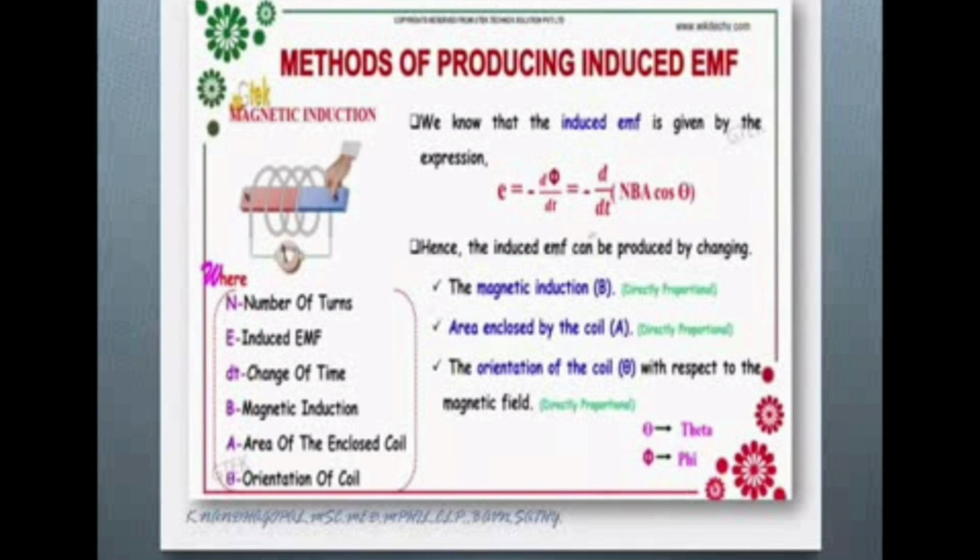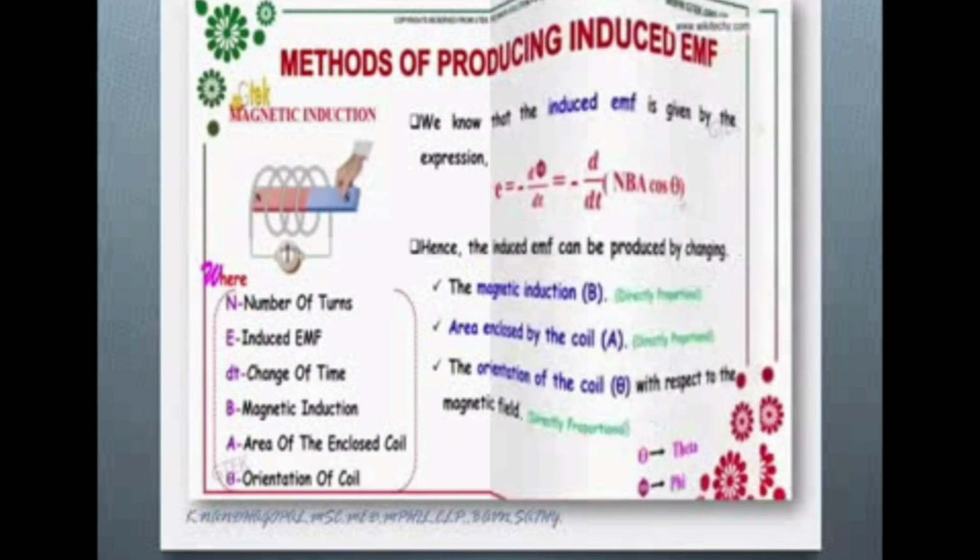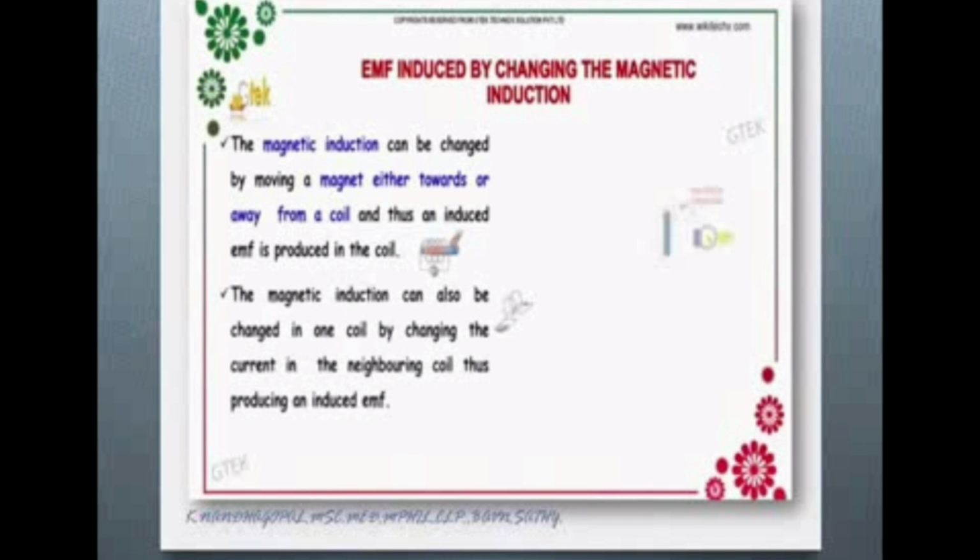That means you get d by dt. The remaining things are constant. You can change only the magnetic induction B, or you can change dA by dt, with the remaining things N, B, cos theta constant. Or with NBA constant, you can change d cos theta by dt. So you can change any one of these to produce the induced EMF.